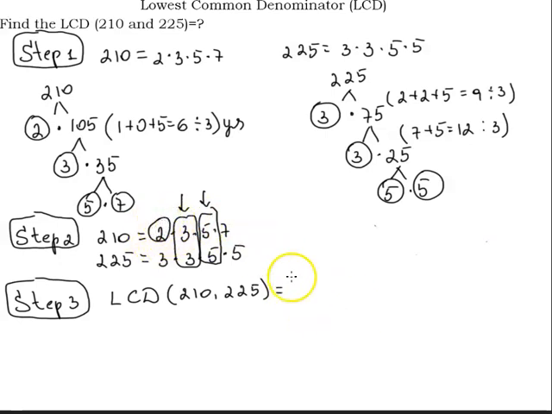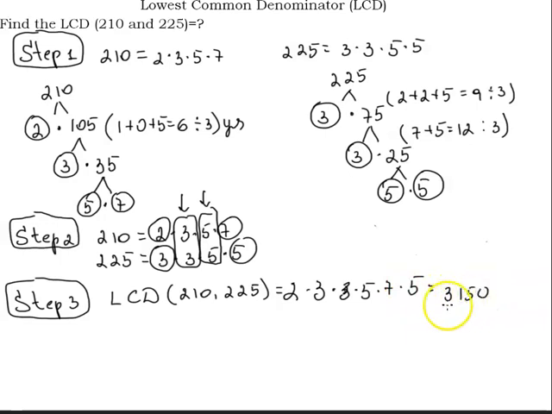So let's take every different factor into the lowest common denominator and multiply them. I have number 2, then I also have 3. Then I'll also have another 3 that appears in both, so I'll take it once. Then I have 5 that appears in both numbers, and I'll take it once. Then I also have 7 and another 5. After multiplying all those numbers, I'll come up with 3150. 3150 is the lowest common denominator for 210 and 225.